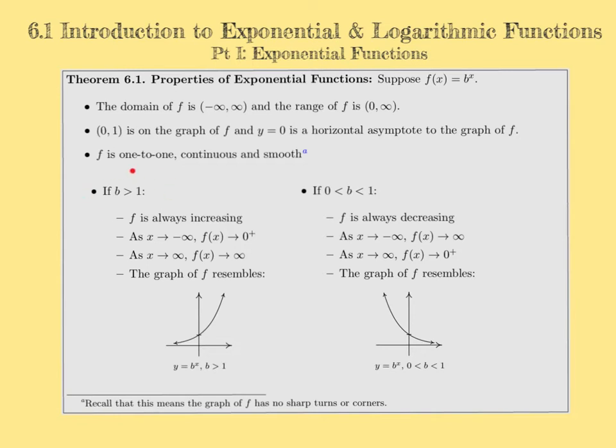Then we talked about this idea with increasing end behavior and what the graph looks like for when b was greater than 1, when we did like 2 to the x, and then when b was a fraction less than 1, like 1/2 to the x.